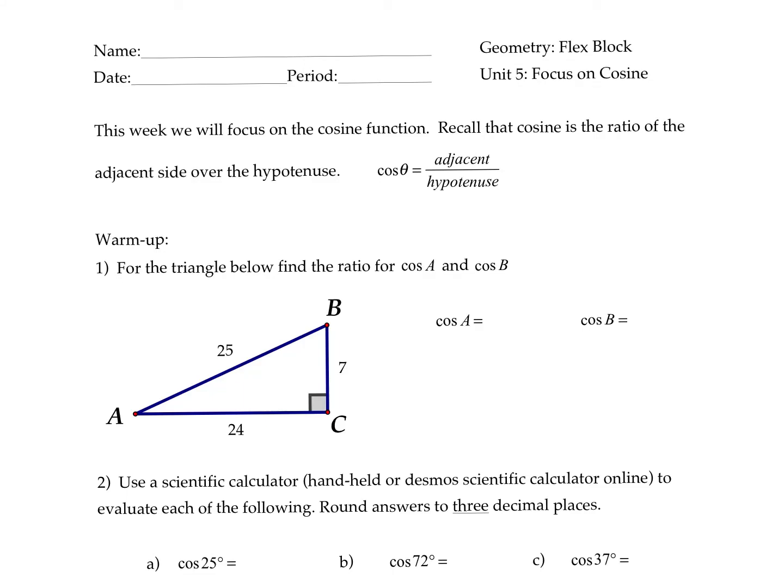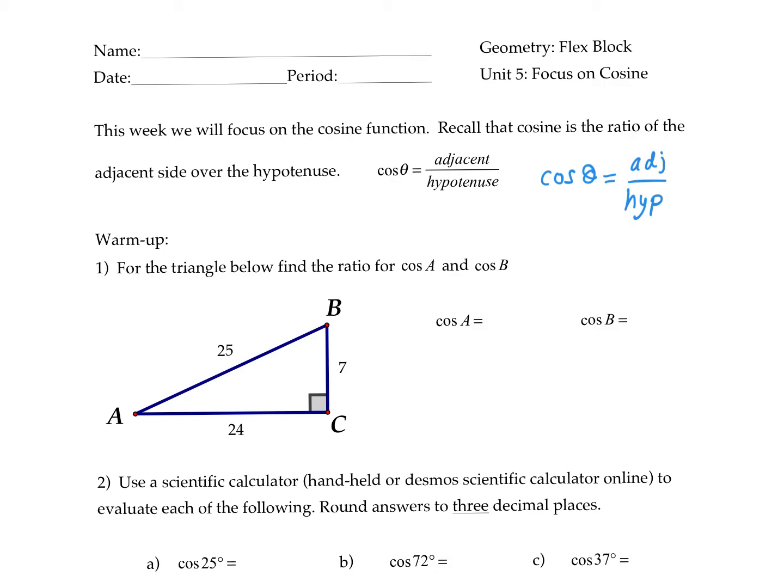Hi everyone, our focus today will be on the cosine function. So quick review, cosine is the ratio of the adjacent side to the hypotenuse. And typically we abbreviate this to cosine of our angle theta is equal to adjacent (ADJ) divided by hypotenuse (HYP). So just so you know, if you see ADJ labeled on any sides in this video, it represents the adjacent side, and HYP would represent the hypotenuse.